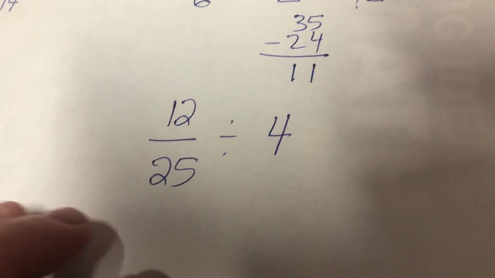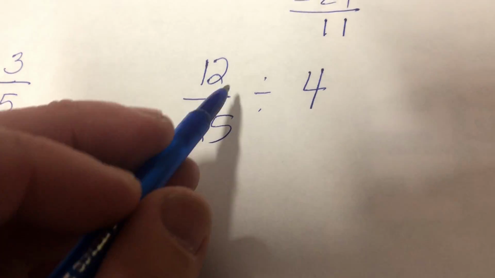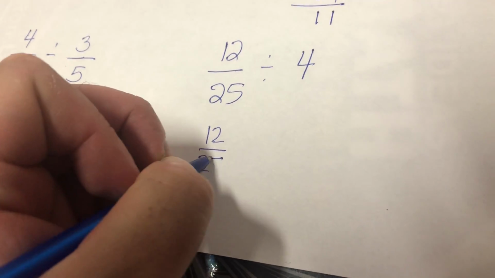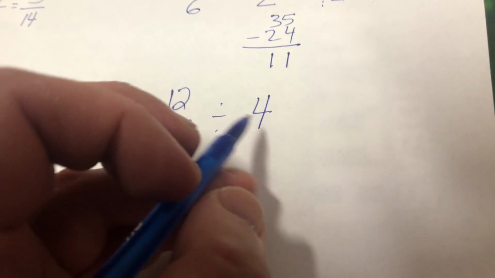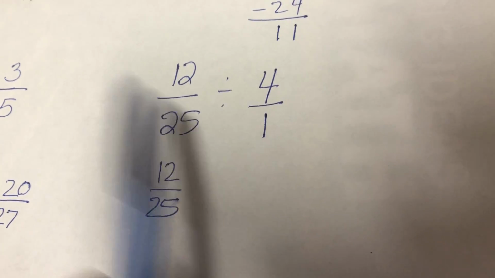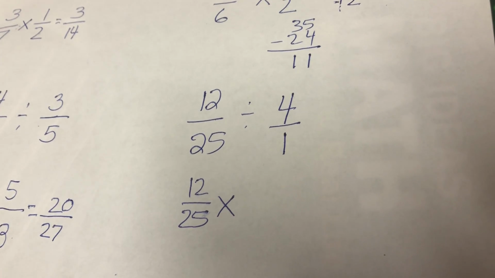All right, last one, 6th grade. 12/25 divided by 4. So once again, my first fraction, 12/25, is going to stay the same. Now, if I'm turning everything into a fraction, remember my 4 is going to be 4/1. To take a whole number and turn it into a fraction, I put it over 1. My division sign becomes a multiplication sign. I make the reciprocal of the divisor. The reciprocal of 4/1 is 1/4.